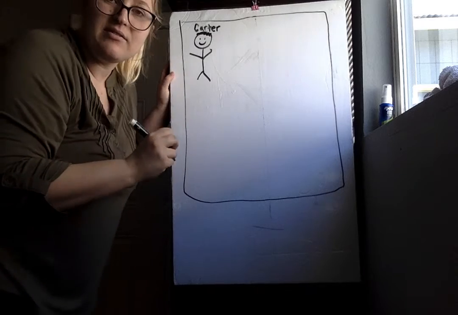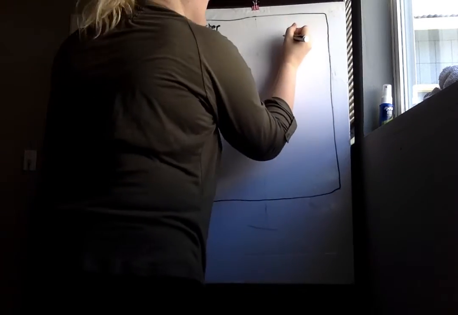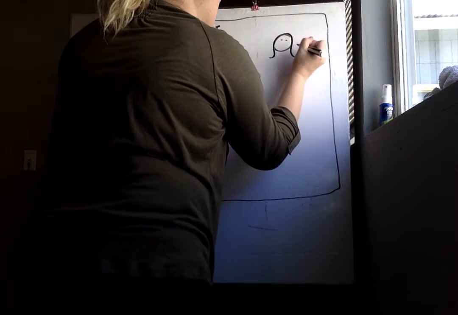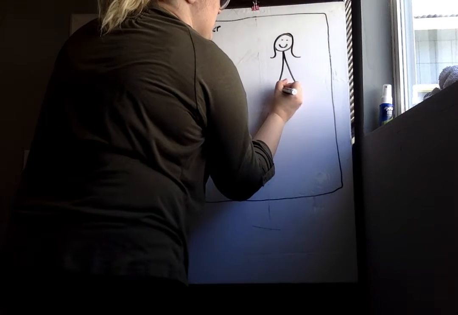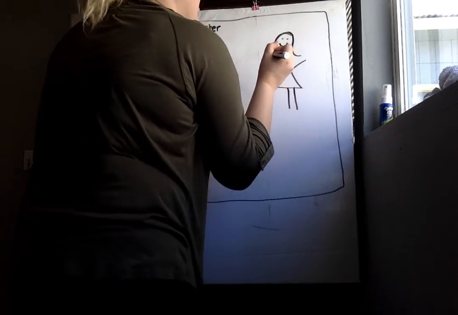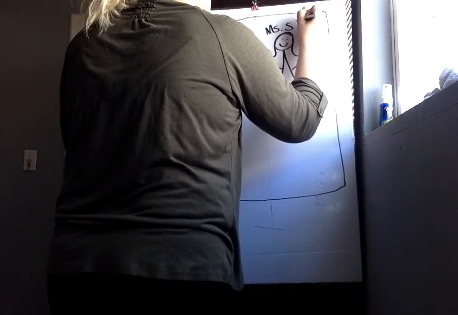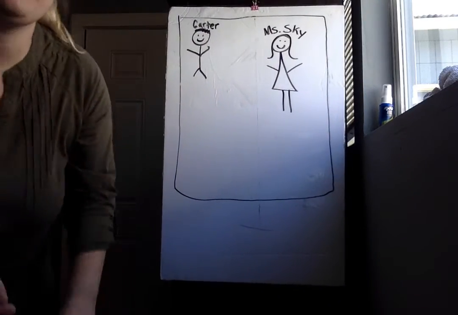Okay. I'm going to think of a friend. Well, Miss Sky is one of my friends. I'm going to draw a picture of Miss Sky. Okay. Maybe I'll write a letter to Miss Sky.